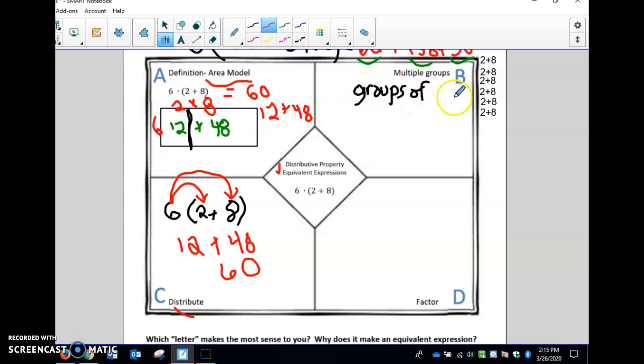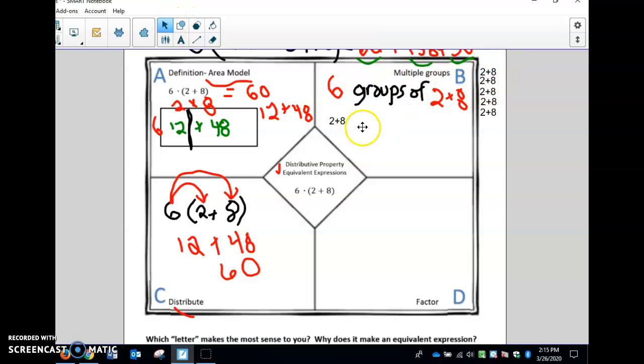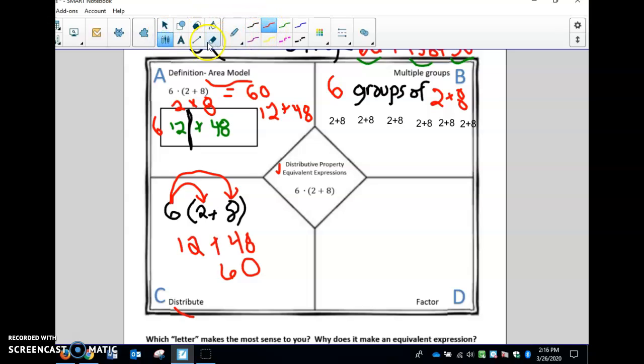If I think about this in box B as a multiple group, really this means 6 times this 2 plus 8, which means I actually want 6 groups of 2 plus 8. And when I'm thinking about that, I can think about it like this. If I've got 2 plus 8, here's my one group of 2 plus 8, and then I add 6 groups of it together. I can also write an equivalent expression, instead of using multiplication, by using repeated addition. So I could write the expression 2 plus 8.